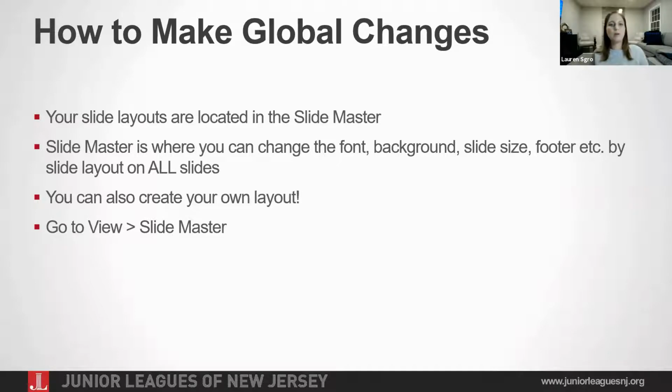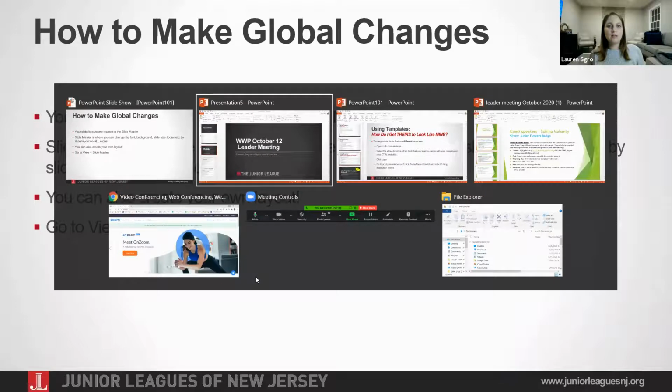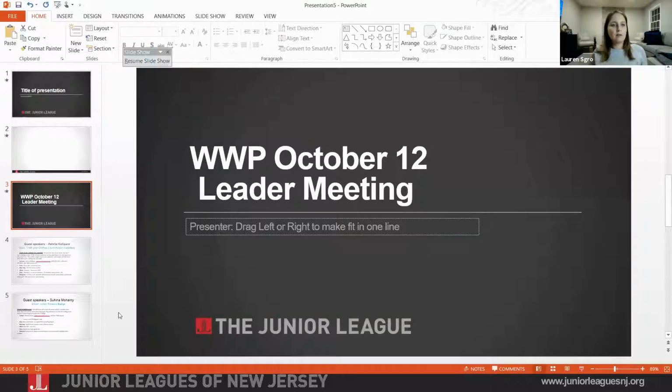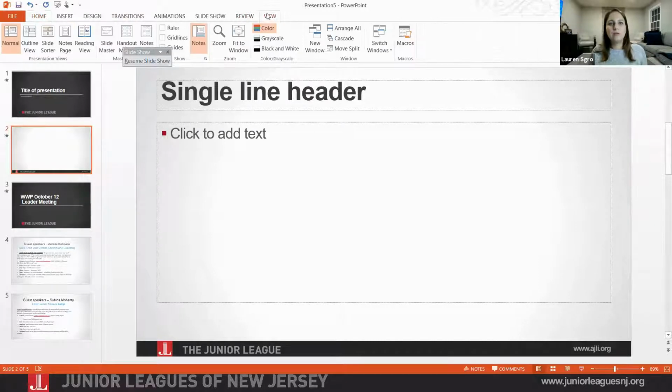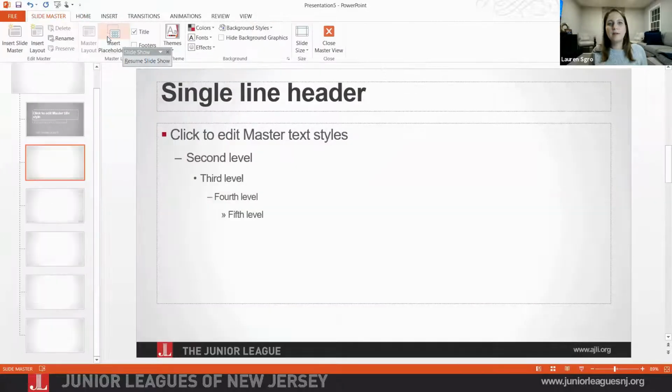A lot of people get caught up, I'll show you, in even just using the footer of the slide. Here, when you are in this view, which is normal view, and you try to click on the Junior League on the bottom, or you try to click on AJLI, you can't, because it's in the Slide Master and it's set in your slides. So in order to change that, you go to View and you go to Slide Master.